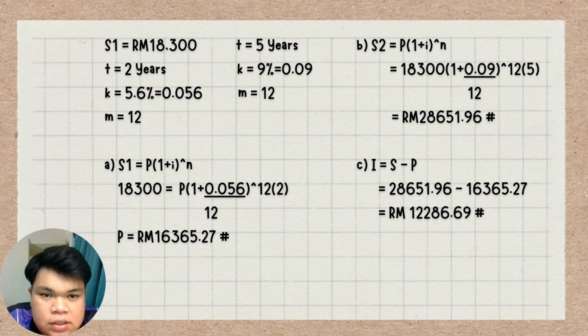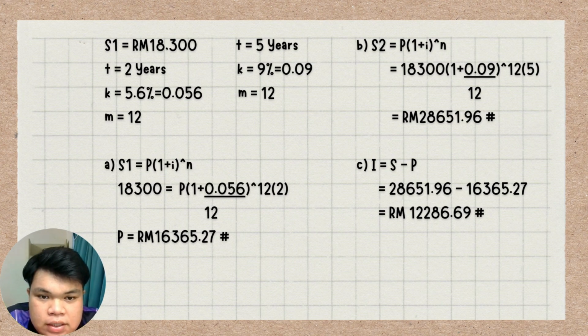And the solution is 18,300 ringgit, open bracket 1 plus 0.09 over 12, close bracket, to the power of 12 times 5. The final answer is 28,651.96 cents.